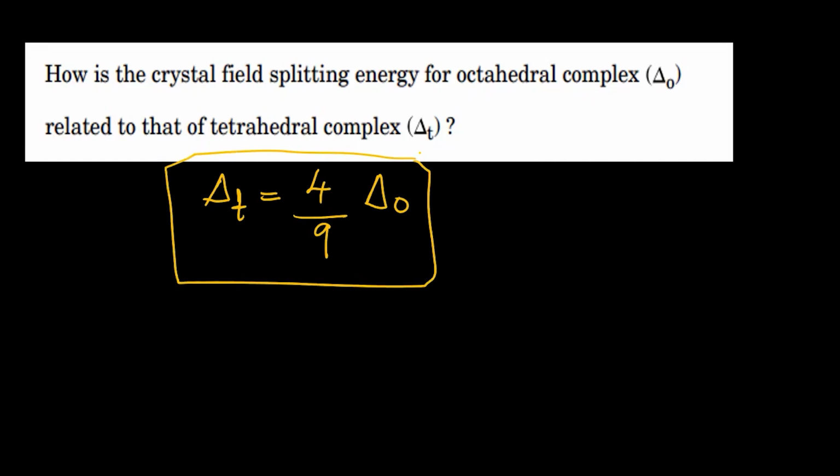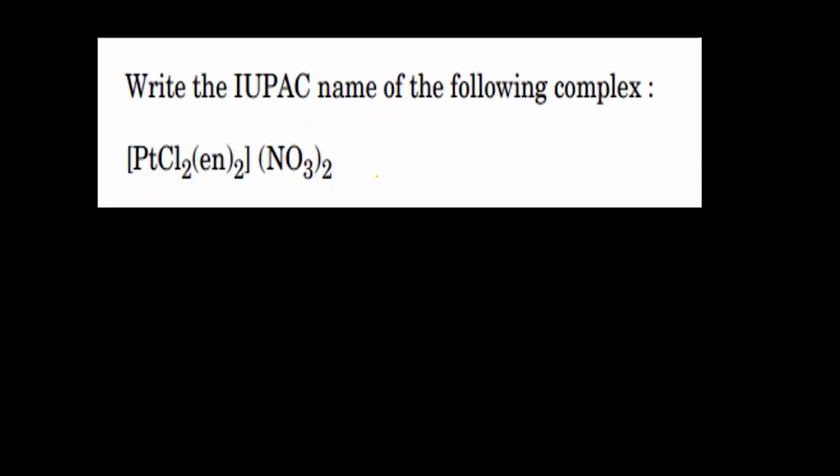This is a relationship between tetrahedral and octahedral splitting. So tetrahedral is less than octahedral. Tetrahedral splitting is about 4/9 of octahedral splitting only. That is the crystal field splitting energy for octahedral complex related to tetrahedral one. Very important equation. And what is the IUPAC name of the following complex?